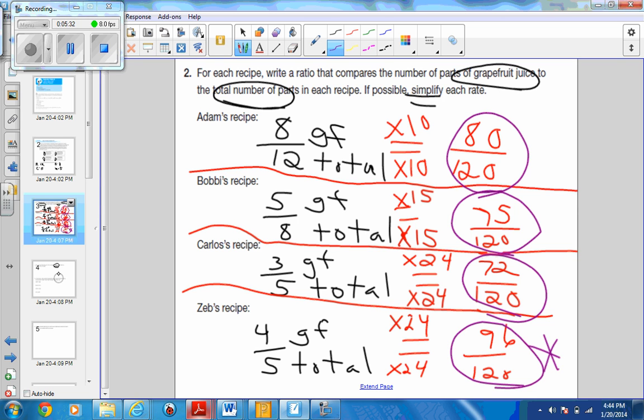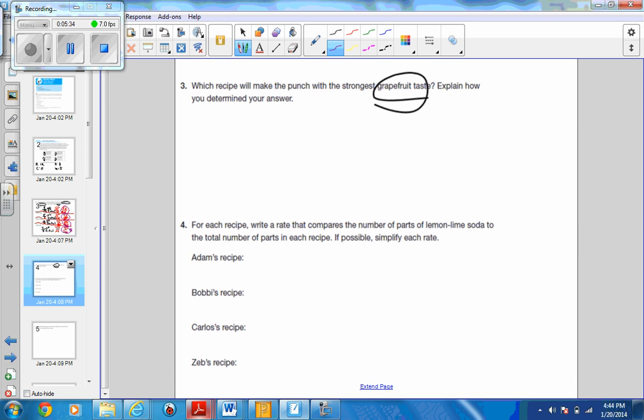So let's go back to our question in 3. Which recipe will make the strongest grapefruit? Well, we just determined it was Zeb. And then explain how you got your answer. So I'll let you write that down. But basically what we did is we scaled up each recipe to a common denominator of 120. Then we compared our numerators, which was our grapefruit, to see which one had the most in it.